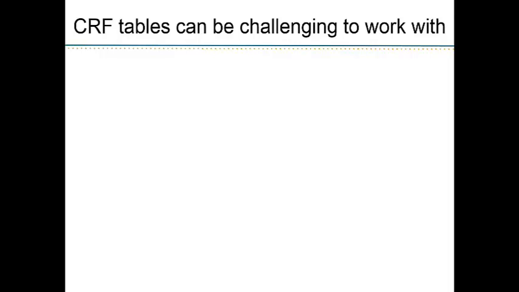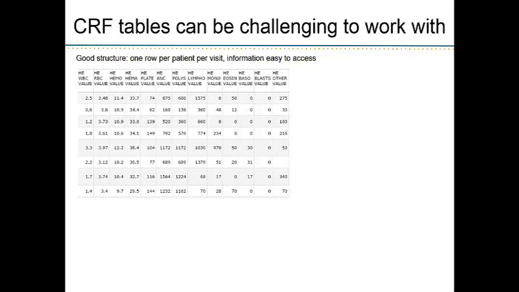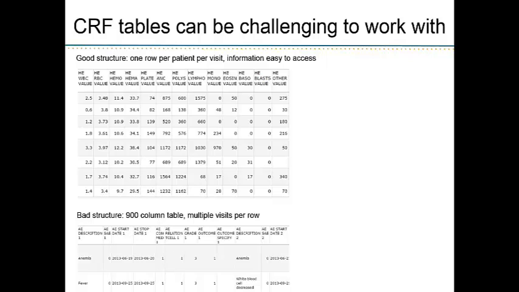These clinical report forms can be relatively challenging to work with. I'm going to first give you an example of what a good structure looks like, which contains 1 row per patient, per visit, per sample type, which means that this information is very easy to access. So we can use LabKey tools as is, new time charts, anything like that, and kind of parse out the information.